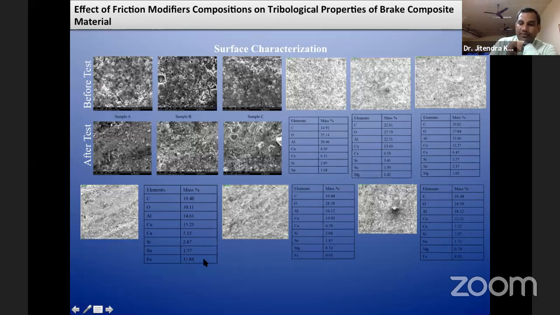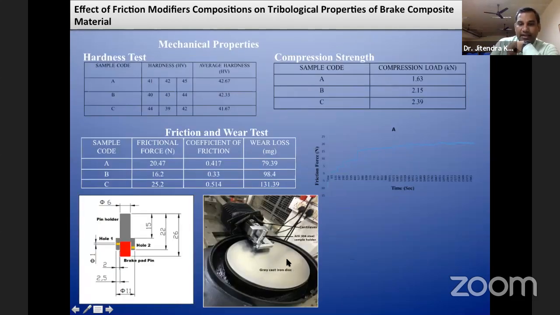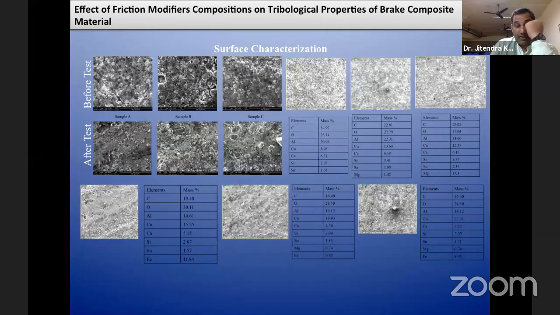Why this? Because this surface is gray cast iron, because in brake material our drum is made of gray cast iron. Nowadays aluminum is also used, but gray cast iron is widely used. That's why in EDX you can see after the test some iron concentration; iron is also transferred over the surface, and that acts as a lubricant also.